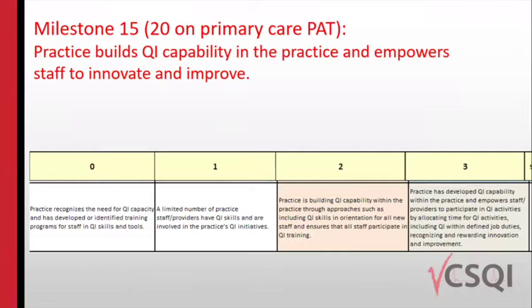A score of a 2 would indicate that the practice is building quality improvement capabilities within the practice through approaches such as the ones that we've talked about, and ensures that staff is being exposed to training if available. And a score of a 3 would indicate that the practice has fully developed quality improvement capabilities and that staff is empowered to participate in quality improvement activities, and it's a part of their job duties and what they do, and they are recognized for it.